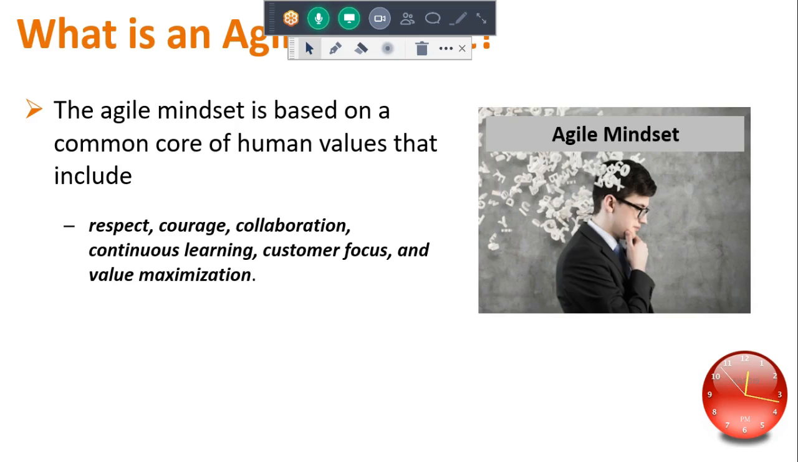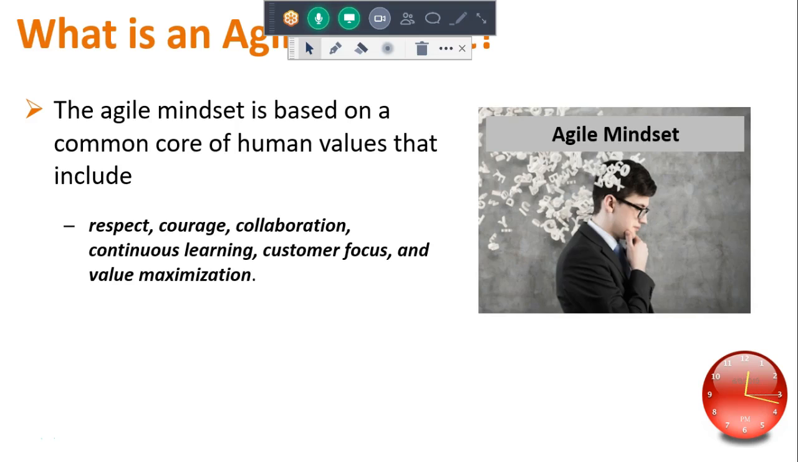Courage. I've seen recently that the most debilitating statement in any organization is "We've always done it this way," and that's key in the agile environment. We can't do it the way we've always done it.